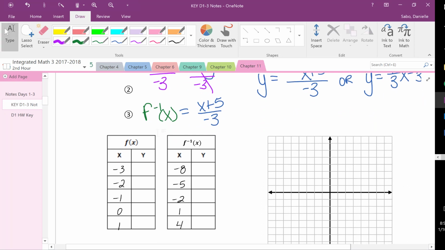So I want you to get out your graphing calculator. If you need one, you know where they are. I'll give you a minute to get that out.